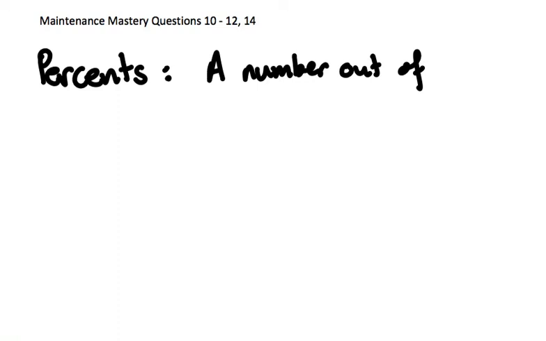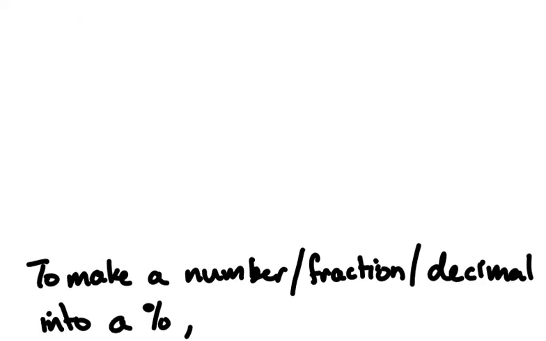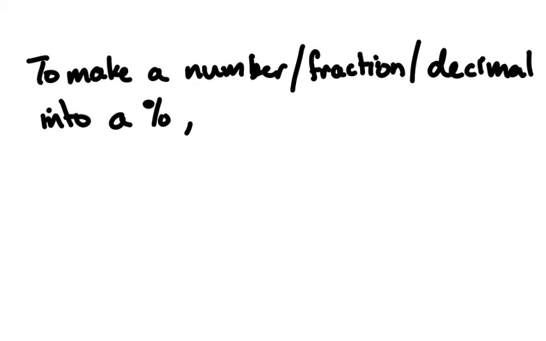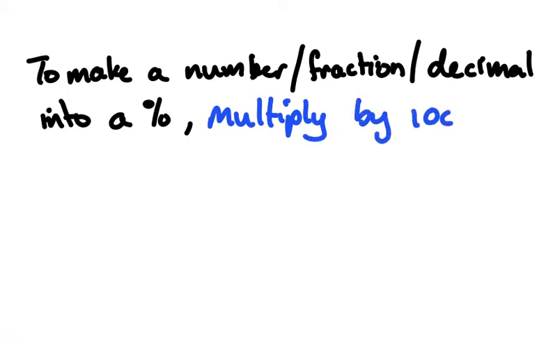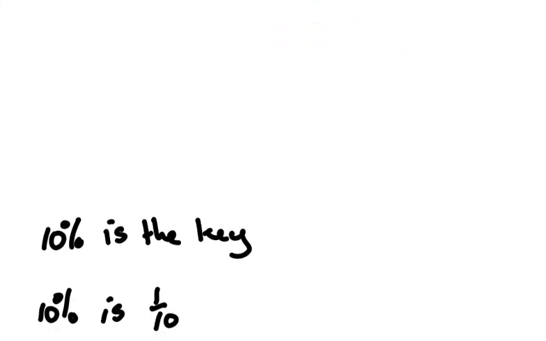Right, here we're going to do percents, these maintenance mastery questions, 10 to 12 and 14. A percent is a number always out of 100. So that's the key thing, make sure that it's always out of 100. So to make a number, or a fraction or a decimal into a percent, you always multiply by 100. It's a key thing to do, always multiply by 100.